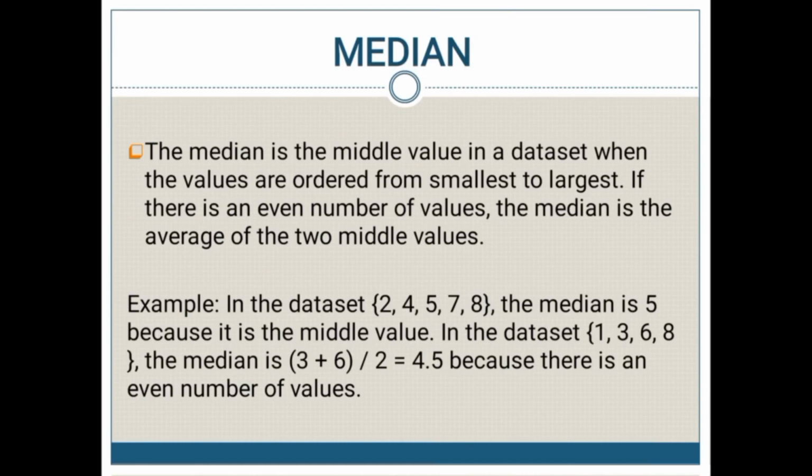The next one is median. The median is the middle value in a data set when the values are ordered from smallest to largest. If there is an even number of values, the median is the average of the two middle values. And the median examples are given below.